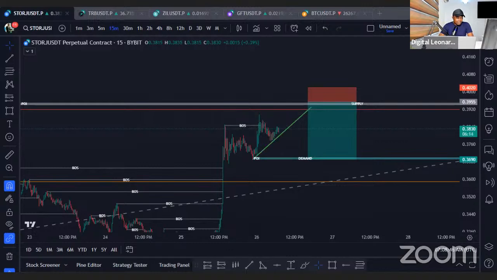So let's see how that will play out, guys. Let's see how this will play out. Then we can take a trade to the upside, guys.